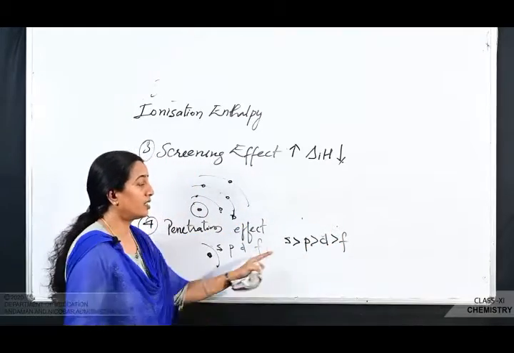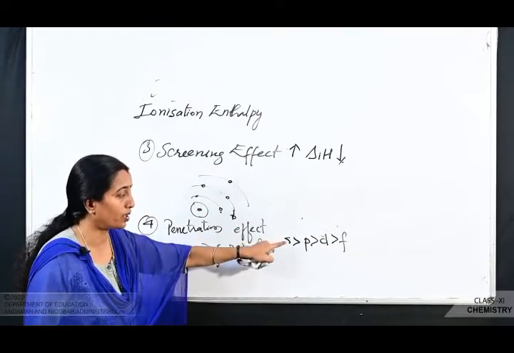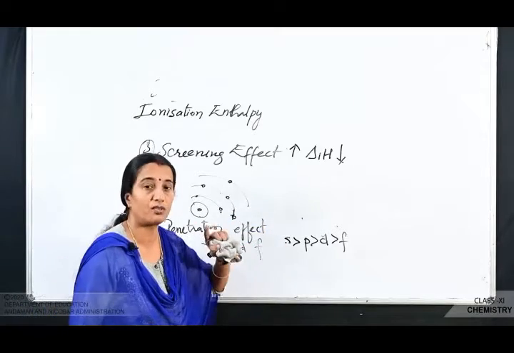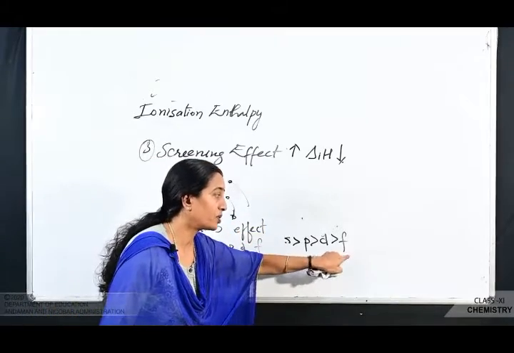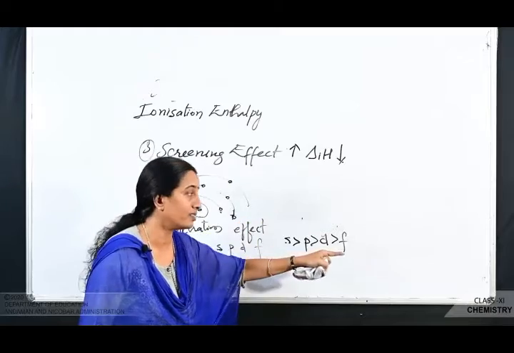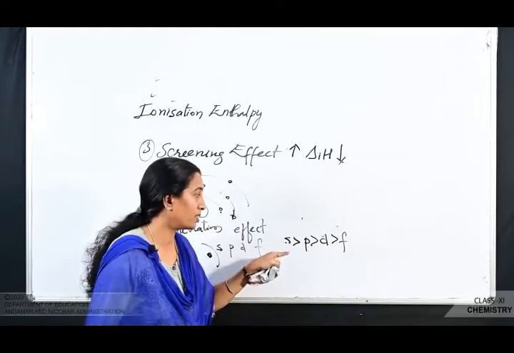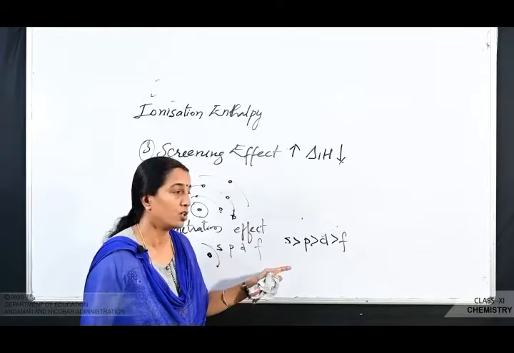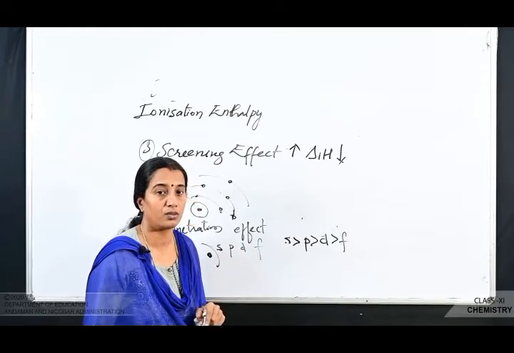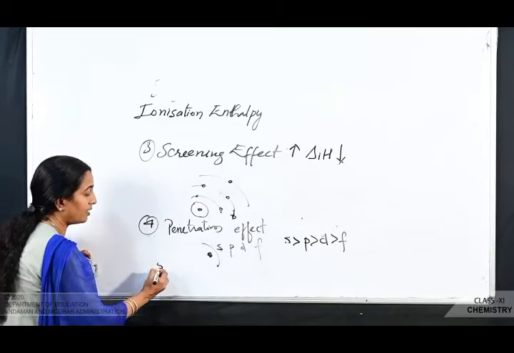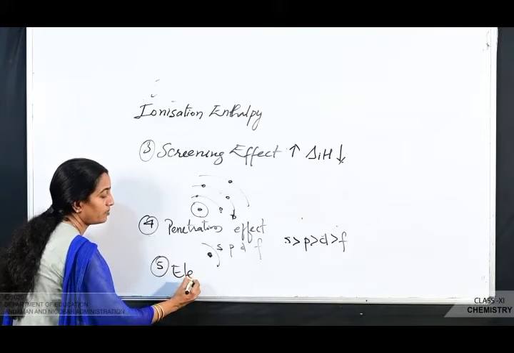That means more ionization enthalpy is required to remove an electron present in the s subshell, while the electron in the f orbital can easily be removed, because the penetration power for f is less. The penetration power for s is more, so more energy is required. And the last factor is the electronic configuration.